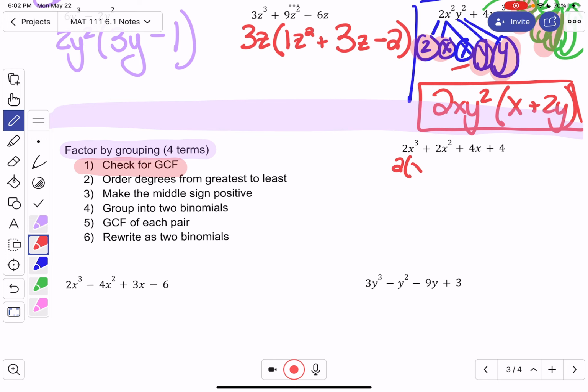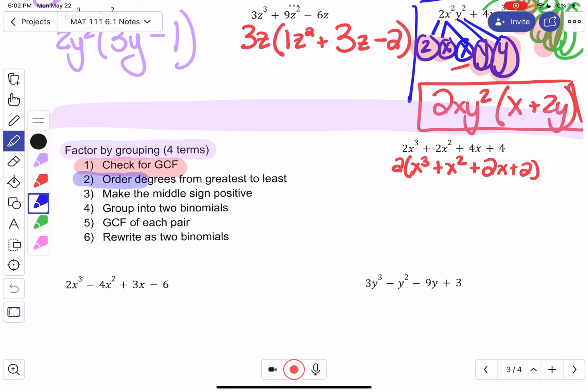2x cubed divided by 2 is x cubed. 2x squared divided by 2 would give us x squared. 4x divided by 2 would give us 2x. And 4 divided by 2 would give us 2. Next step, order the degrees from greatest to least. So those are our exponents. We want to make sure our exponents go from greatest to least. So 3, 2, 1, 0, these are all set.